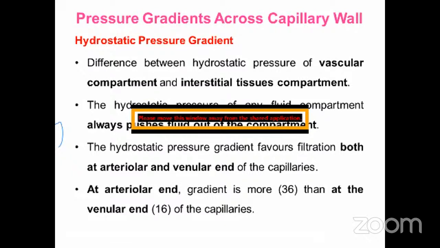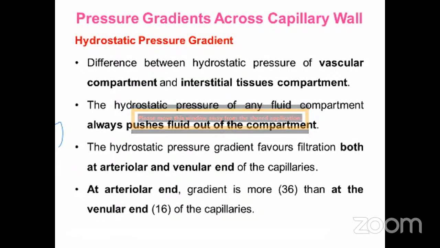First is the hydrostatic pressure. This is the pressure exerted by the blood on the vessel wall. It is different at the arterial end and at the venular end. Pressure exerted by the blood on the vessel wall is called hydrostatic pressure. At the arterial end, it is 37 mm of Hg. At the venular end, it is 17 mm of Hg.